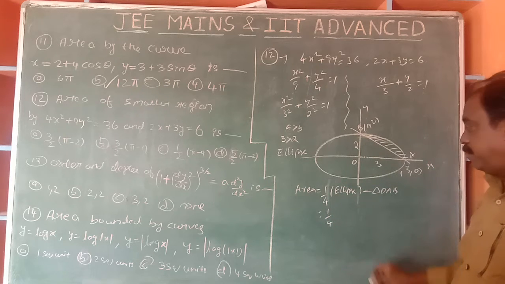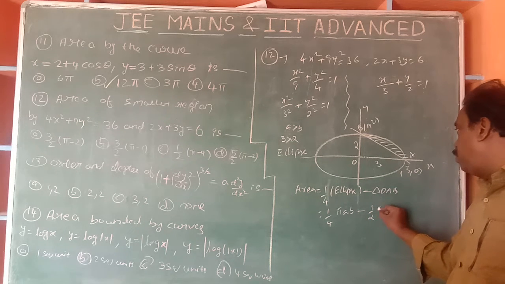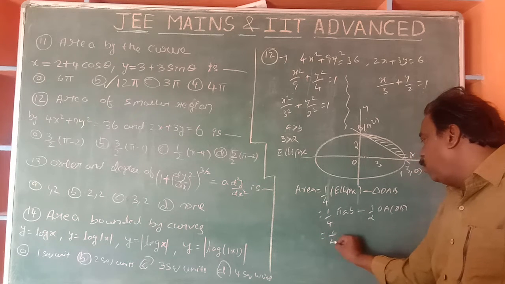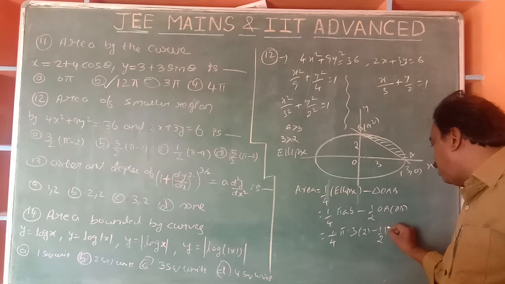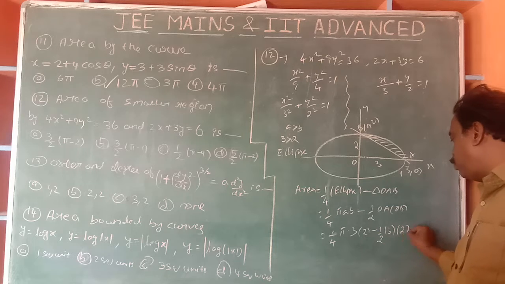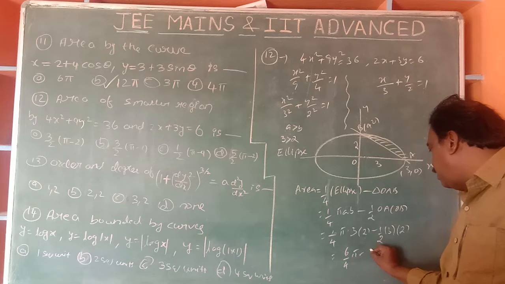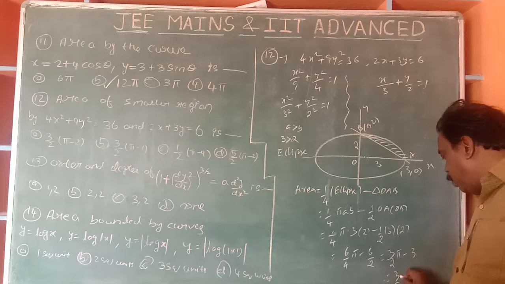Already in the previous problem, it is pi a b. A formula is given. It is 1/2 base is OA, height is OB. So it is 1/4 pi, a is 3, b is 2, minus 1/2, a is 3, OA means a, OB means 2. Okay, now this is 6 by 4 pi minus 6 by 2. Now this is 3 by 2 pi minus 3. So 3 by 2 (pi minus 2) square units.